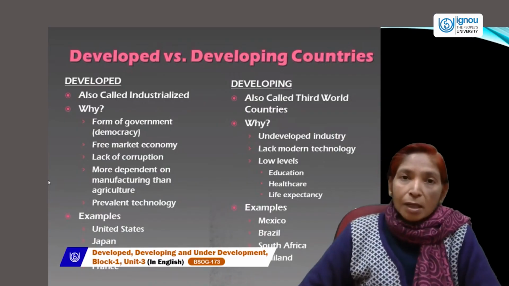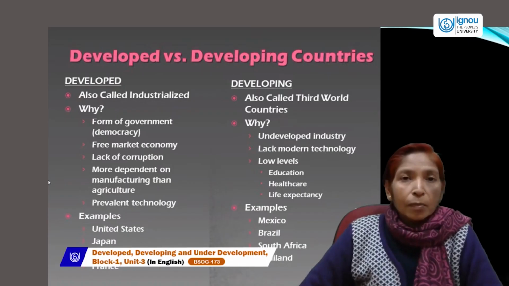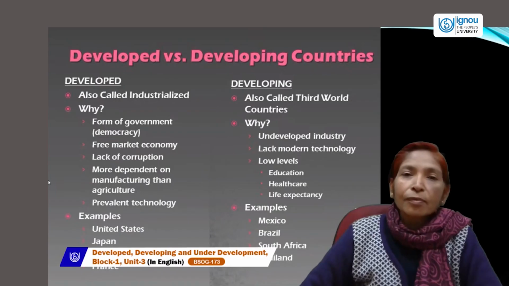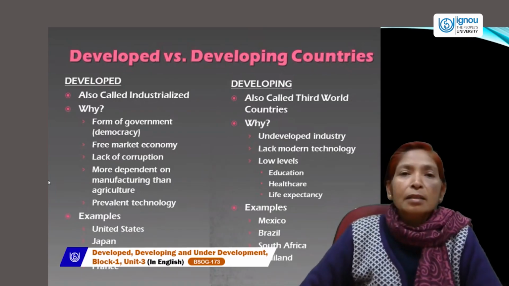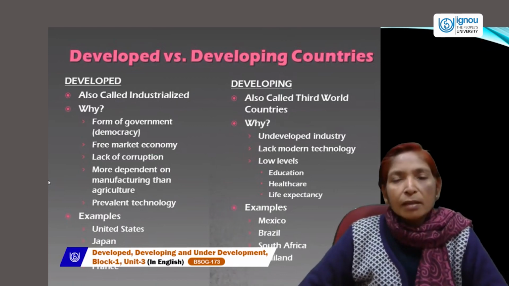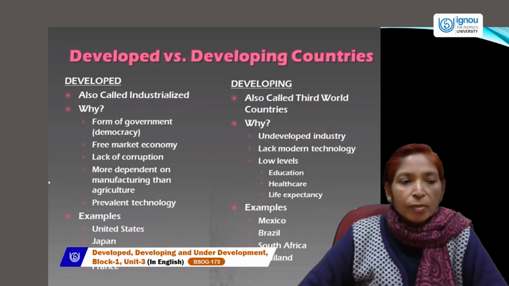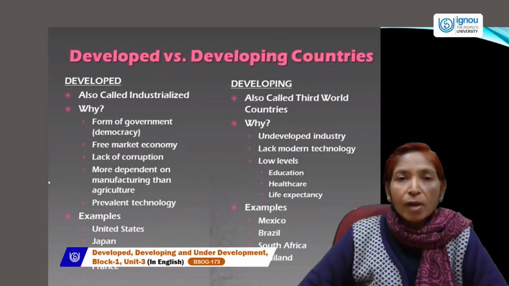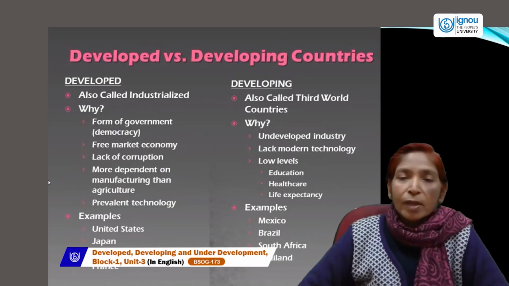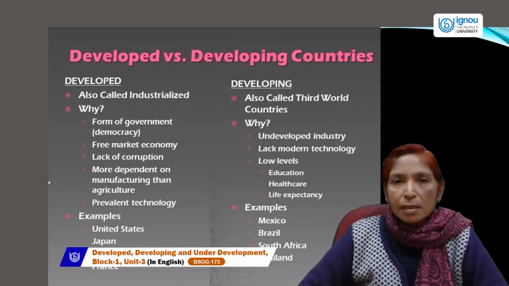They have good and prevalent technologies, they use modern technologies, they make more efforts for the innovation of new technologies, and the government spends a lot of money on research and development. That's why their economy is a very developed economy. For example, the USA economy is a well developed economy. Japan is a well developed and technologically very advanced country. Germany, France, and all European countries are called developed countries.